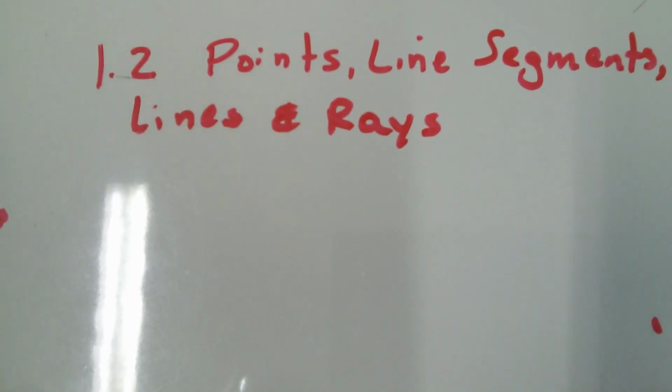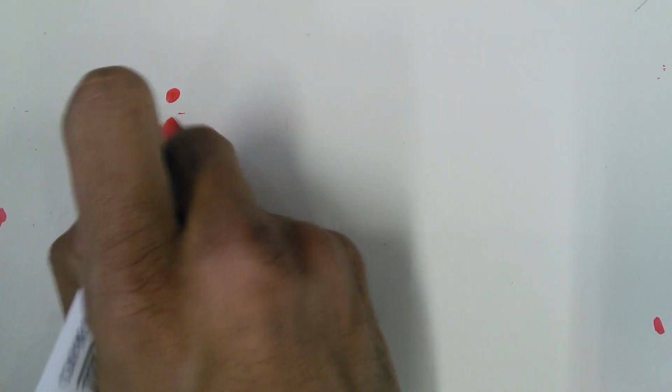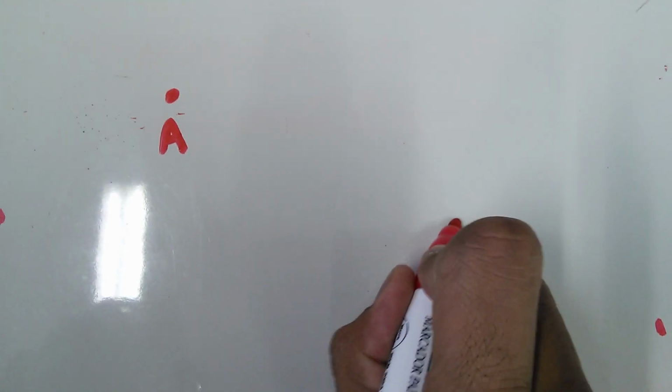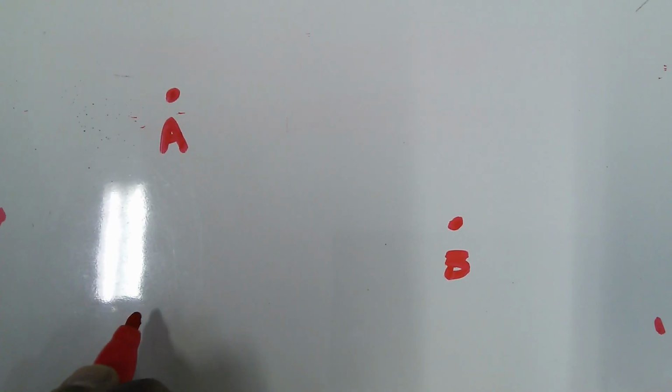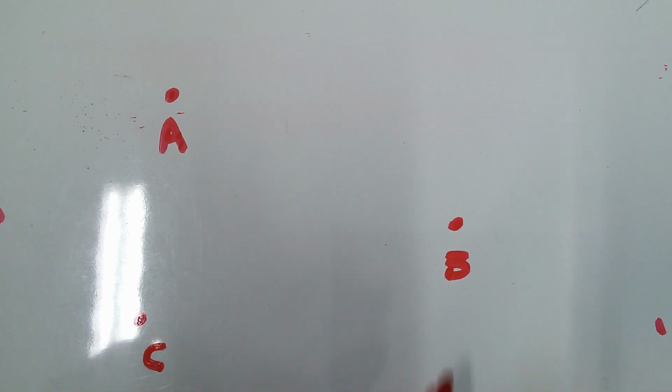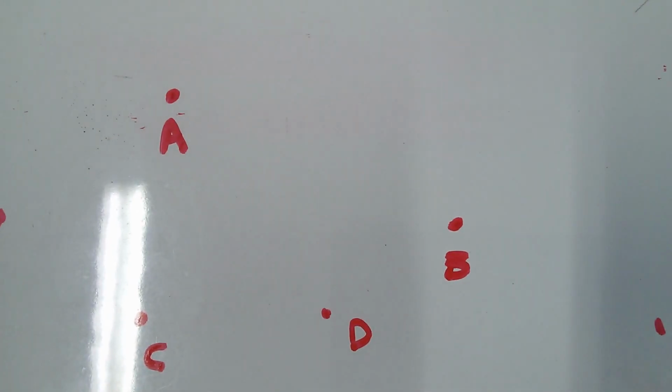Okay, in lesson 1.2, we're going to learn about points, line segments, lines, and rays. Let's call this point A. Let's call this point, point B. We can call this point, point C. And we can call this point, point D. When they're by themselves, they're just a point, nothing more.